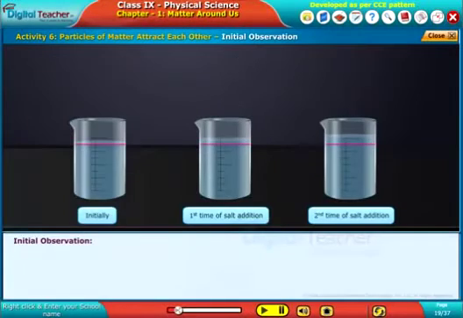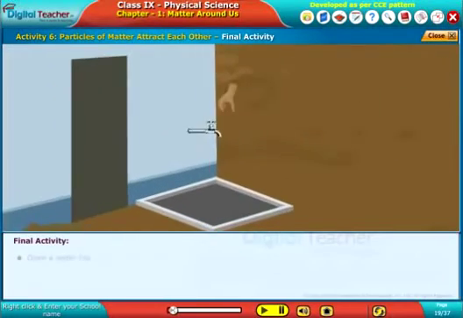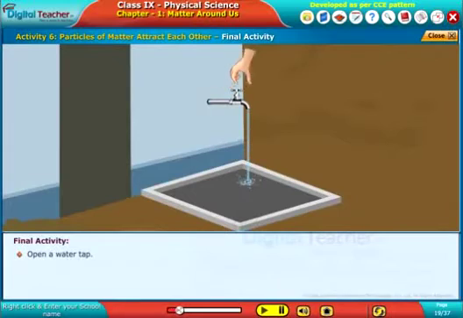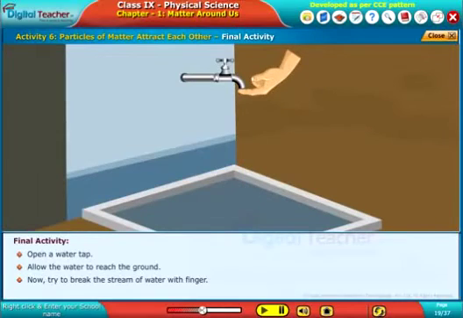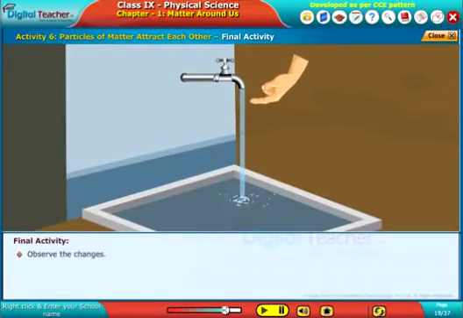Here, we find the changes in the levels of water. Open a water tap. Allow the water to reach the ground. Now try to break the stream of water with finger. Release the finger after few minutes. Observe the changes.